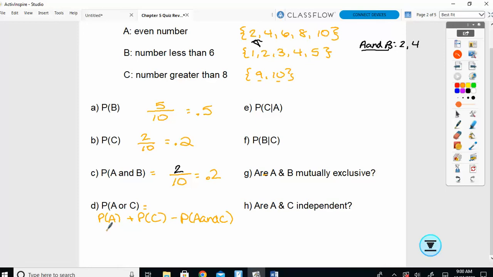How many numbers are in set A? 5 out of the 10. Plus, how many numbers are in set C? But what have I done? I have double counted the number 10. So I have to subtract that 1 off because it got counted twice. So we should get 0.6. Does that make sense?